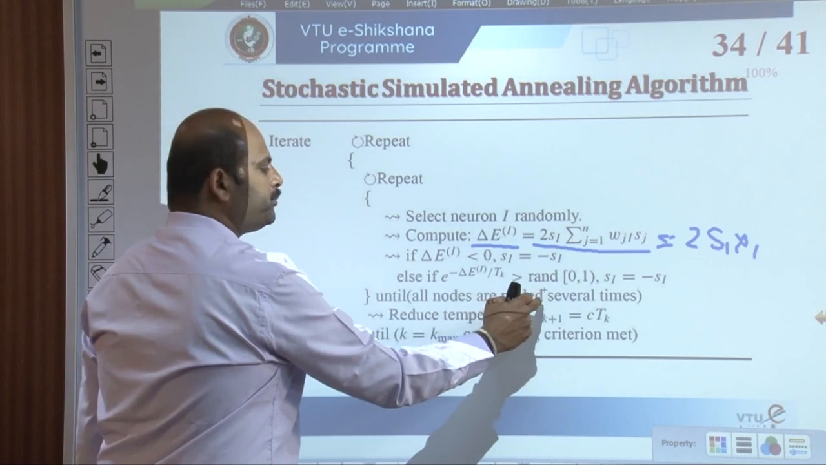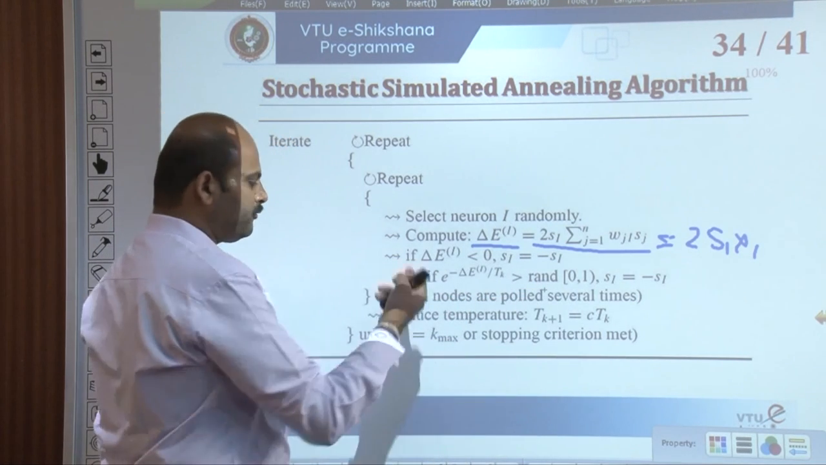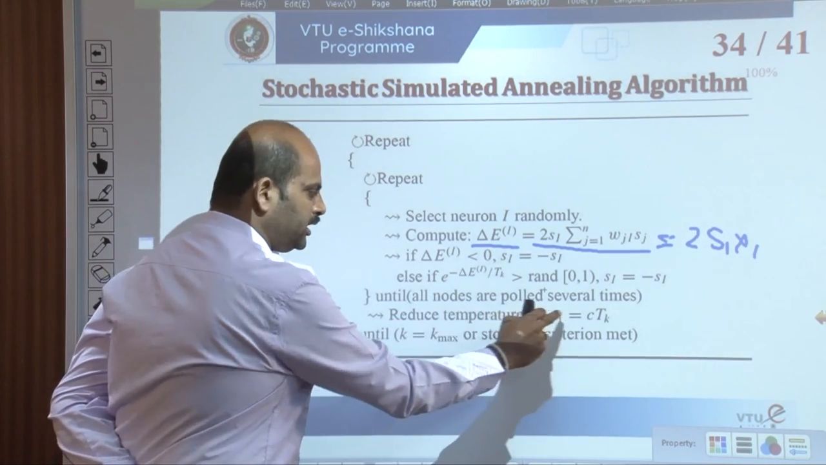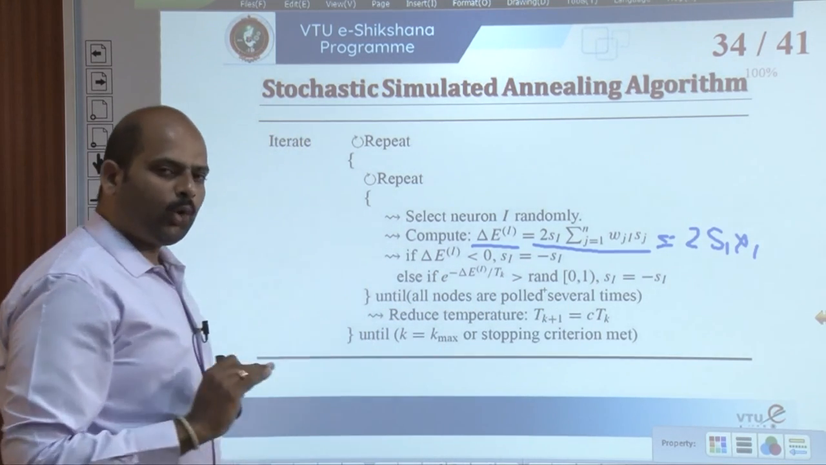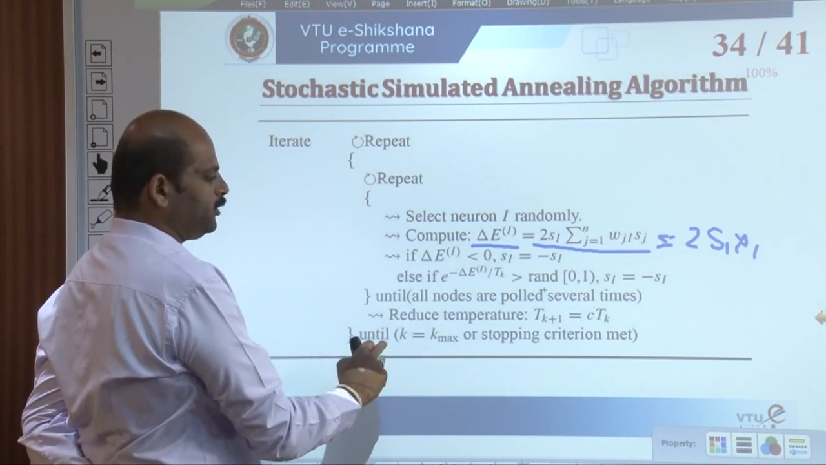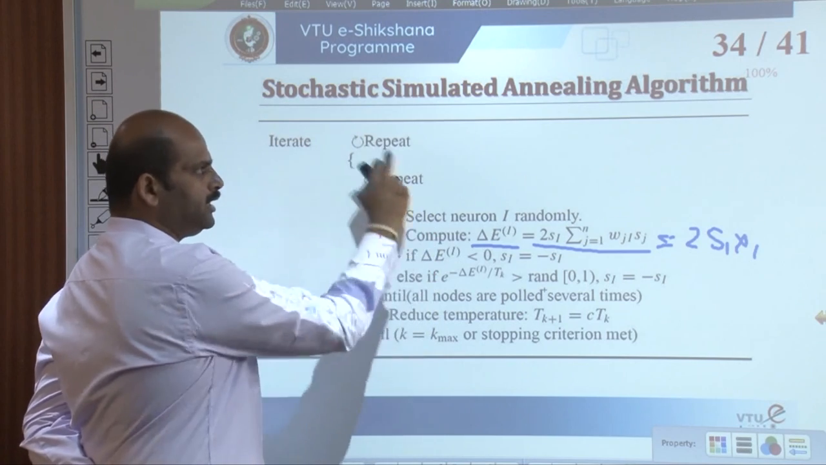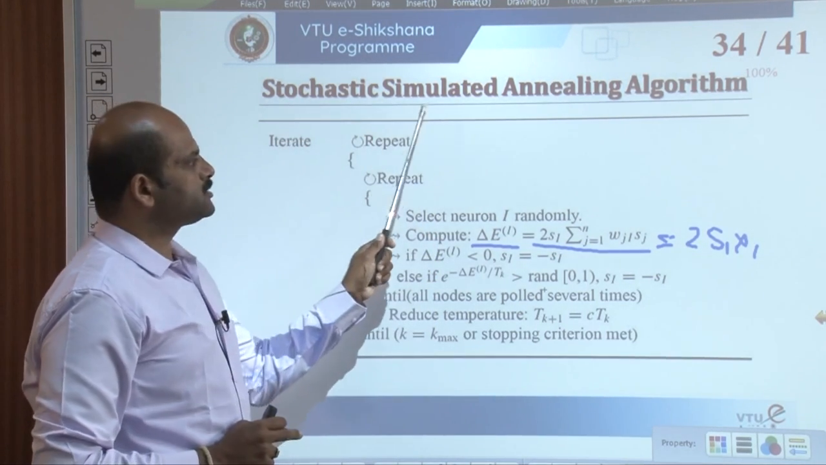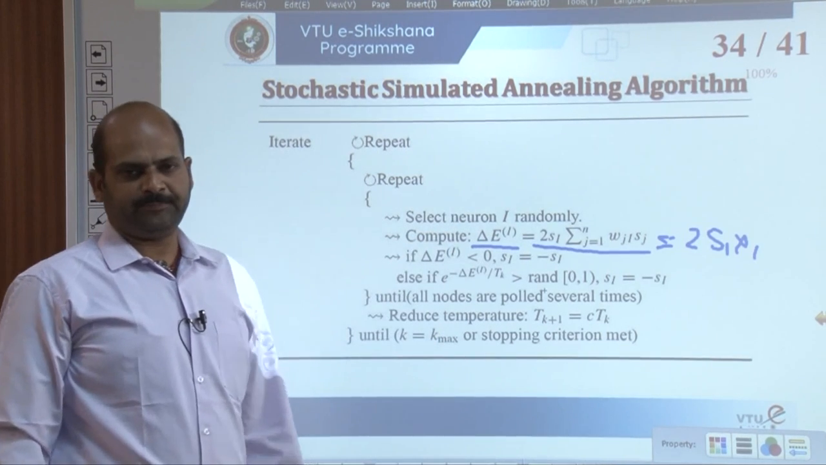Until all the nodes are polled several times, we have to repeat that, so that finally we reduce the temperature to a lower level. That is an iteration which is repeated until the process completes. This is called the stochastic simulated annealing algorithm.